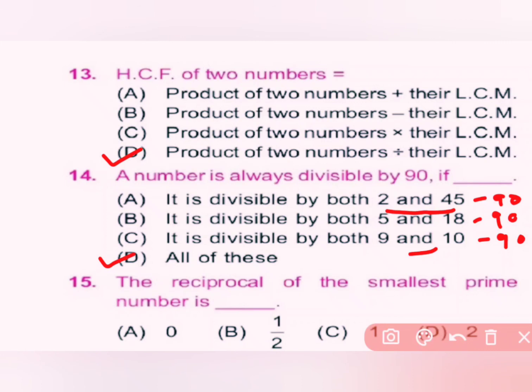Question number 15. The reciprocal of the smallest prime number is. Smallest prime number is 2 and its reciprocal is 1 by 2. So B is the right answer.